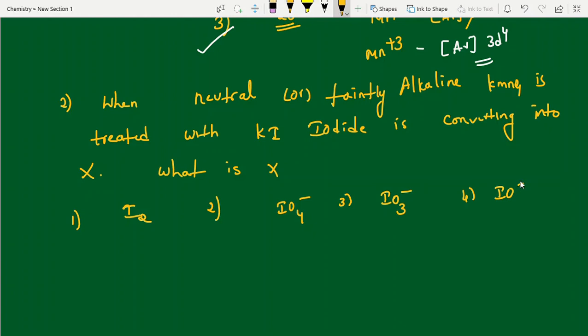See students, KMnO4 in acidic medium or basic medium acts as a strong oxidizing agent.